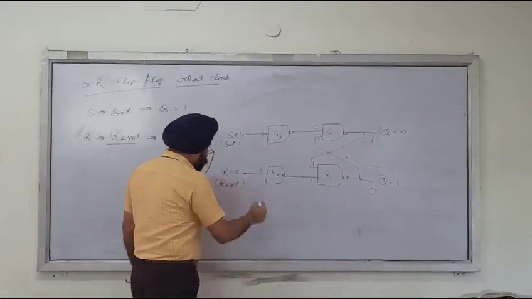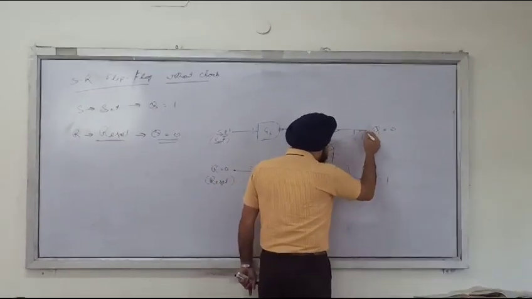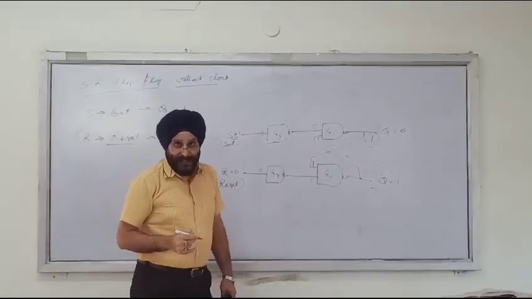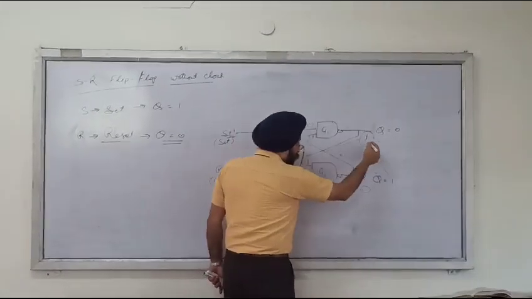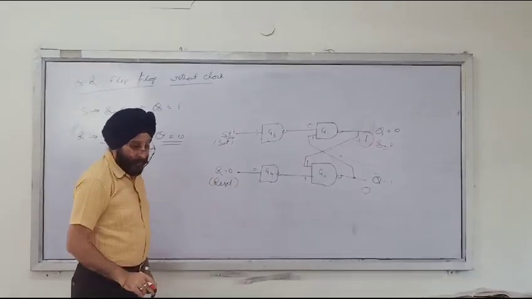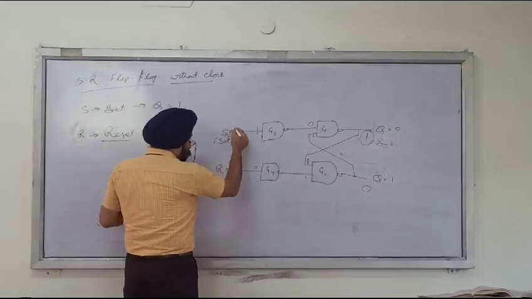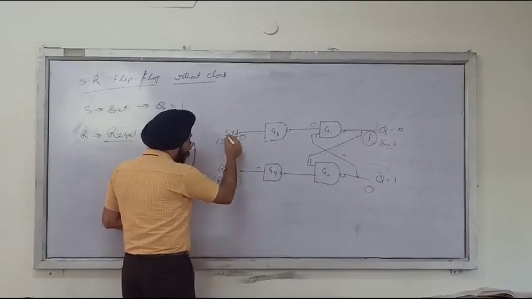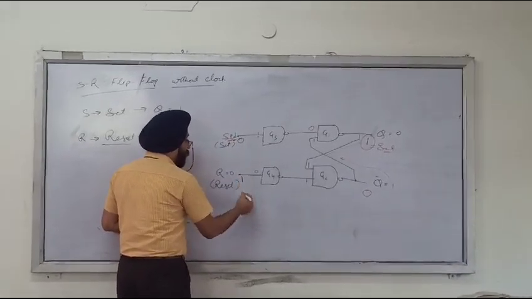Now when S is equal to 1, the value of Q at that instant of time is what? 1, which is a set. If S is equal to 1, the circuit will act as a set. Now if we change the value of the input from 1 to 0, and R will be equal to 1.